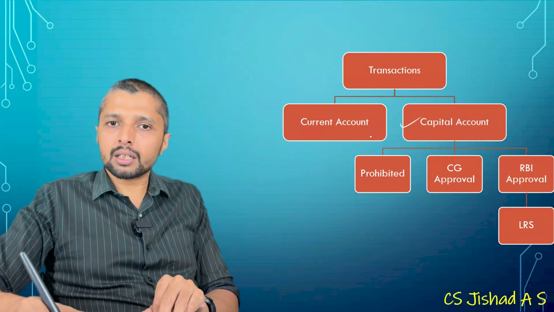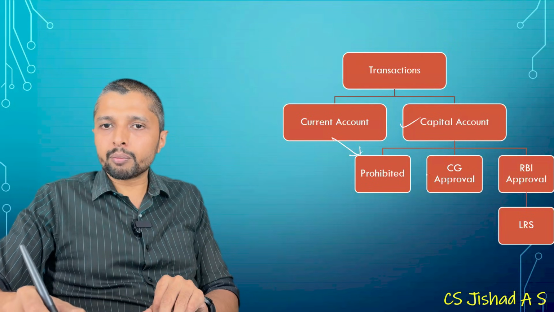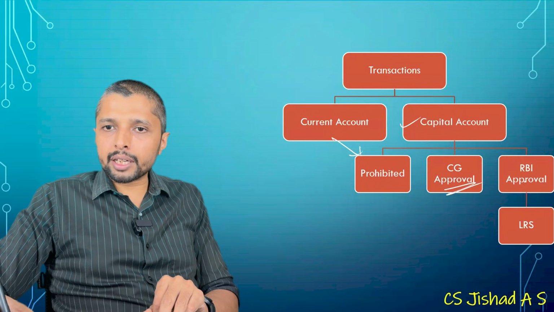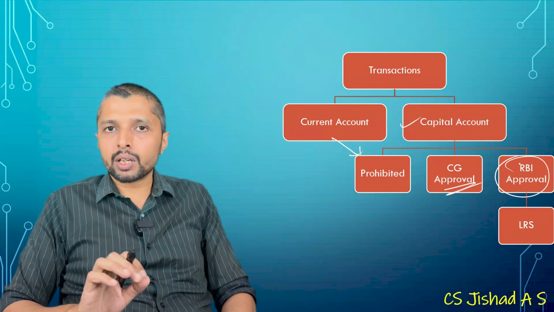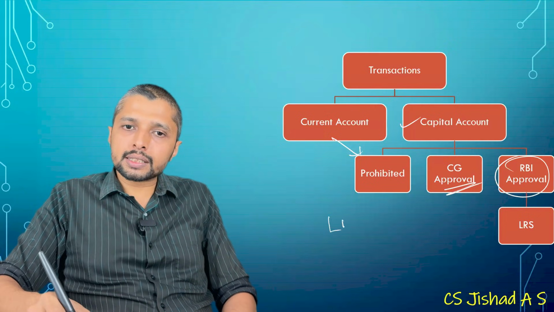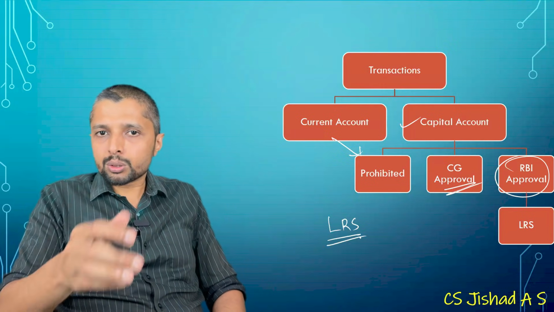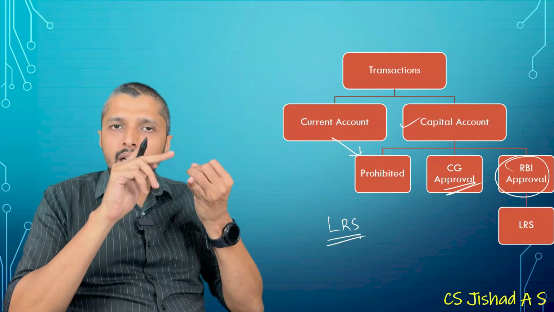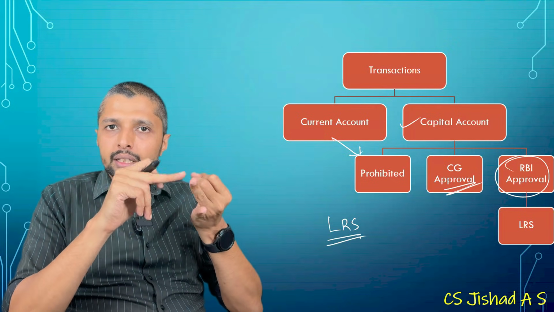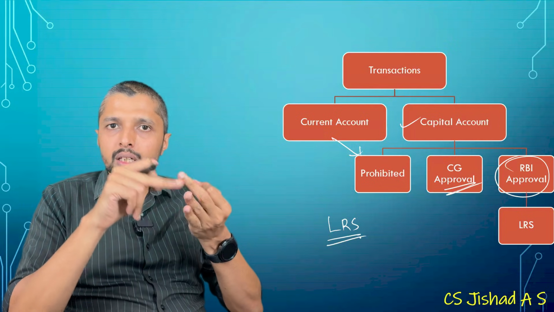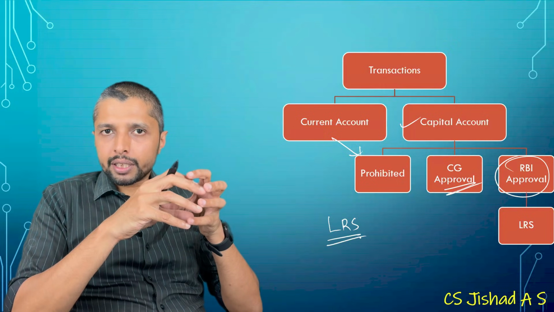So with respect to your current account transactions, you have prohibited transactions, government approval transactions, then certain transactions in which RBI approval, liberalized remittance scheme will be there. Under prohibited, this is for current account, not capital: just like lottery, then traveling to Nepal, transactions with person resident in Nepal, etc. These are under the prohibited category.